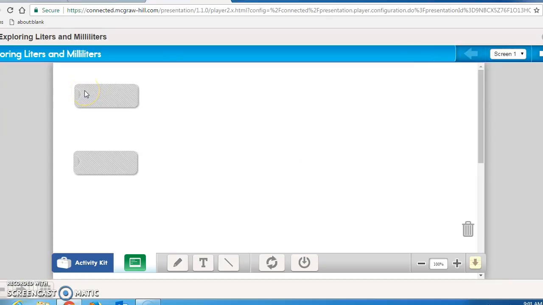So what letter would represent liters? Well, hopefully you're thinking liters starts with an L, so it'd be the letter L. What letters do you think would represent milliliters? And again, milliliters starts with an M and has an L, so it would be ML.